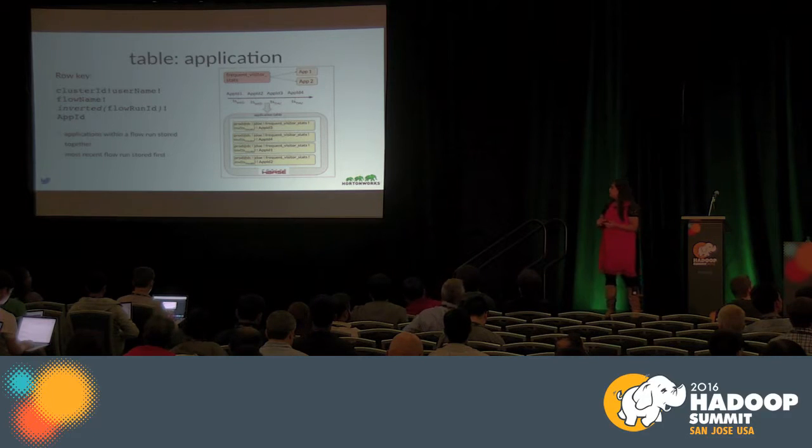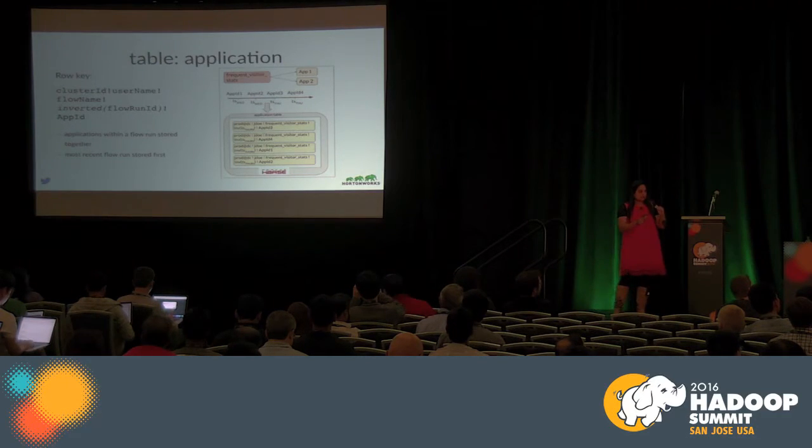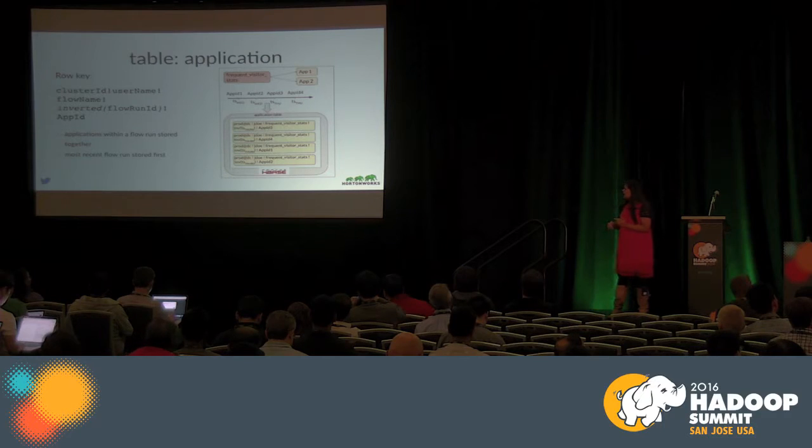Okay. So the application table stores information per application run. Everything that is run as part of one flow run will be co-located. Again, the most recently run flow will occur first. The same concept applies for the separator.